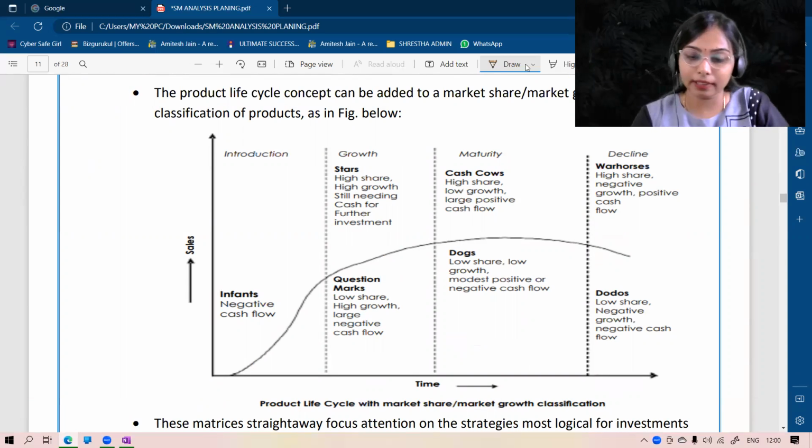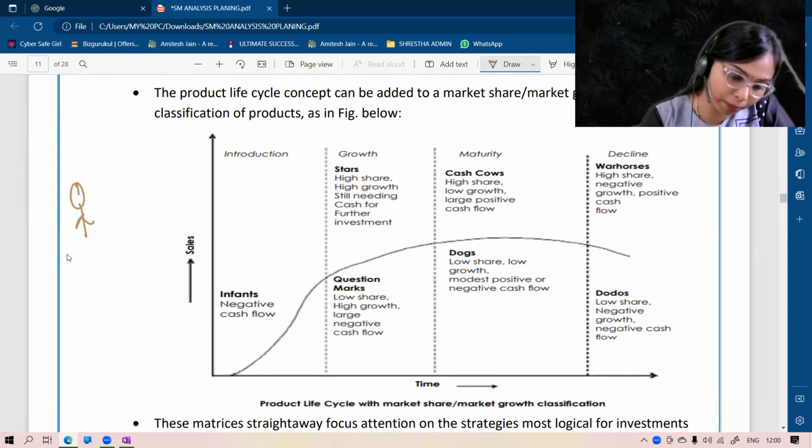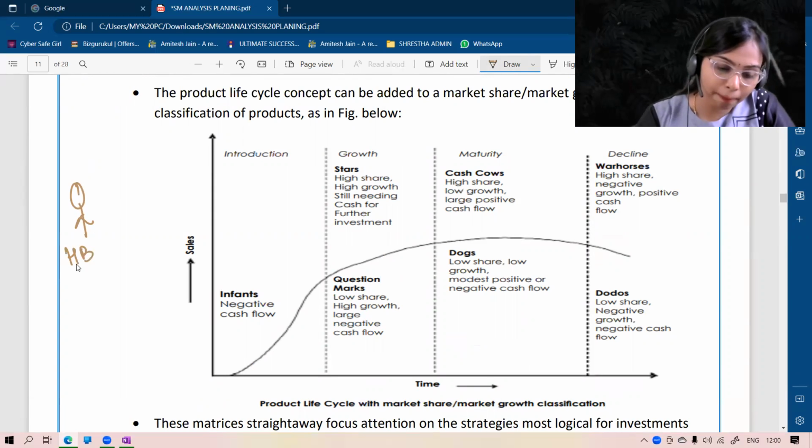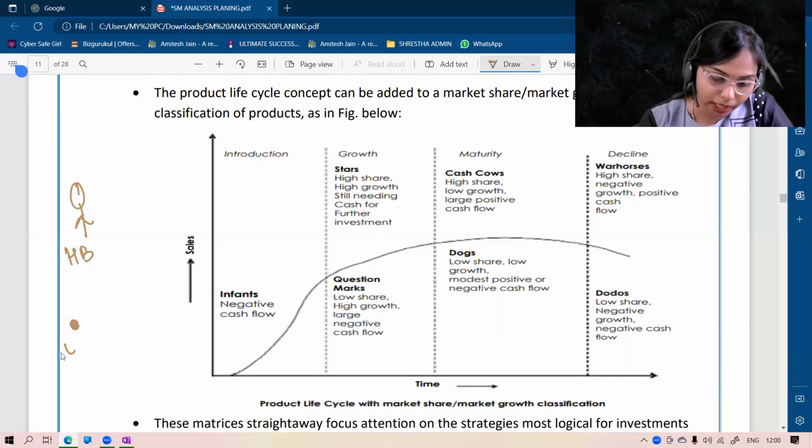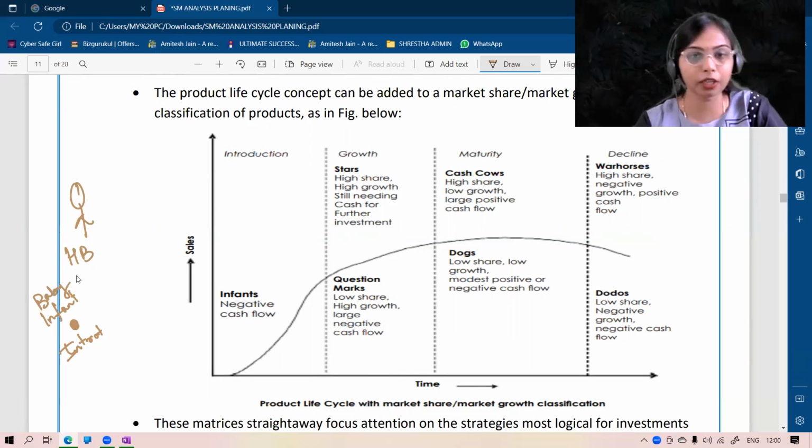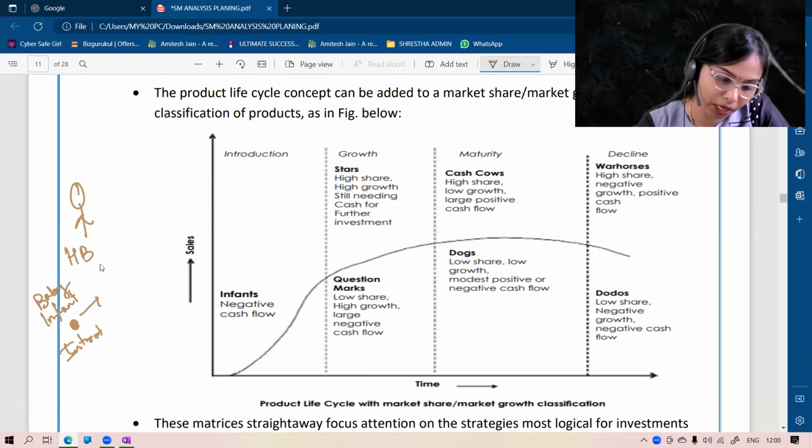For example, there is a person, a human being. First, there will be an introduction. Introduction means the infant stage, where a baby is born. Then slowly this baby grows big and starts crawling.